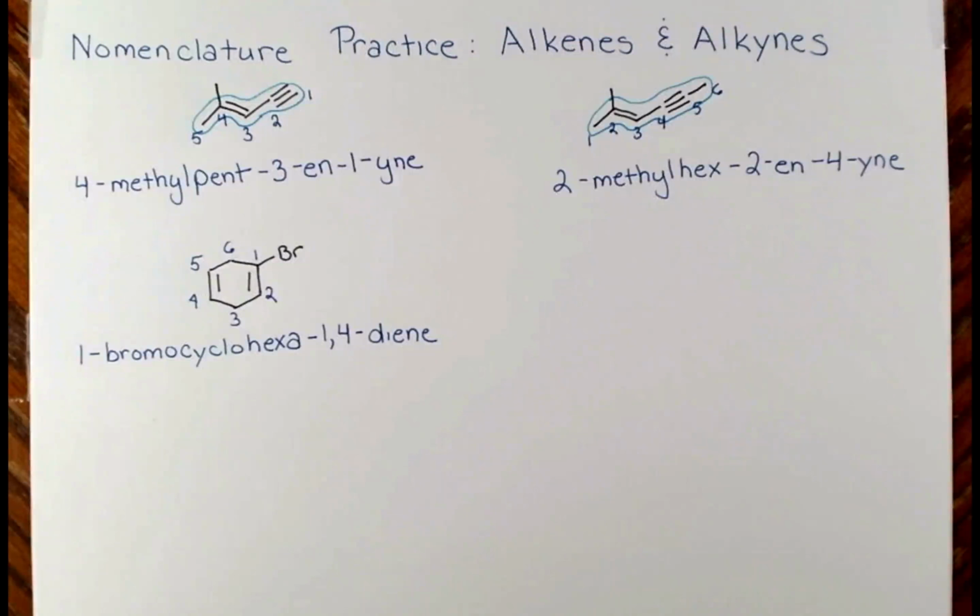Let's try a few more alkenes and practice double bond geometry. Here's our example. Our longest carbon chain is kind of obvious, going just right across here.